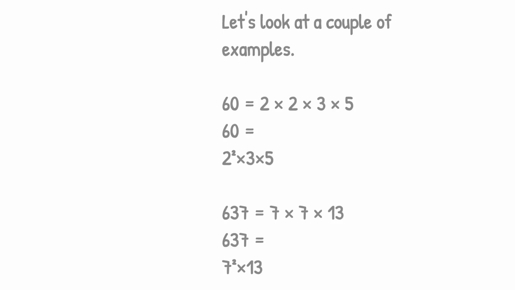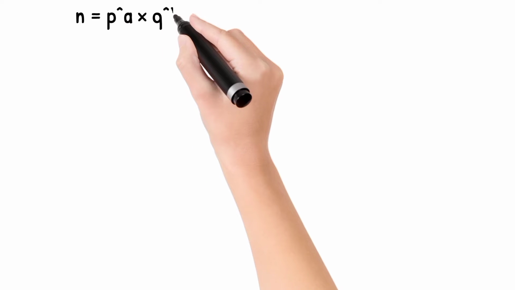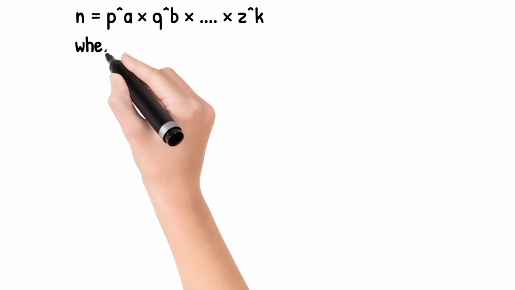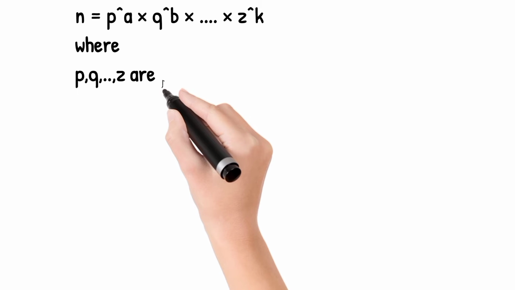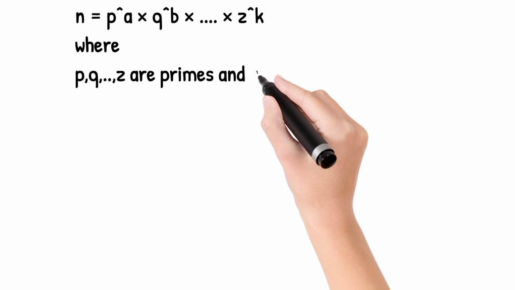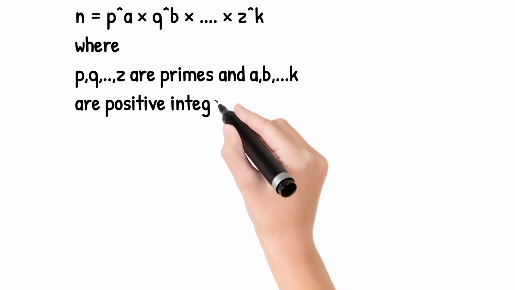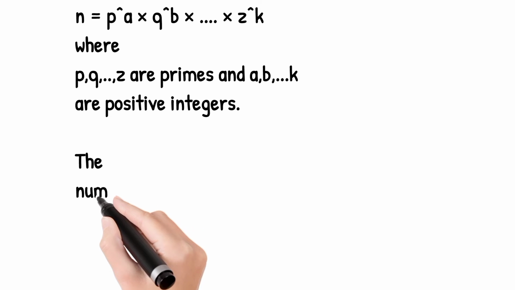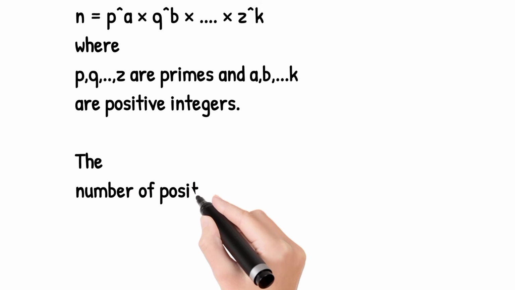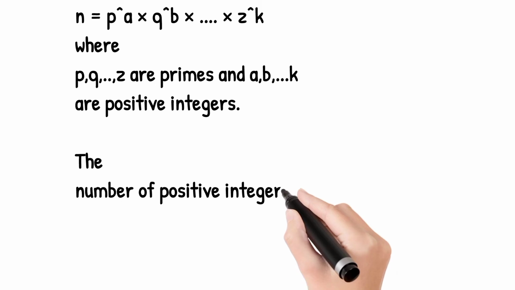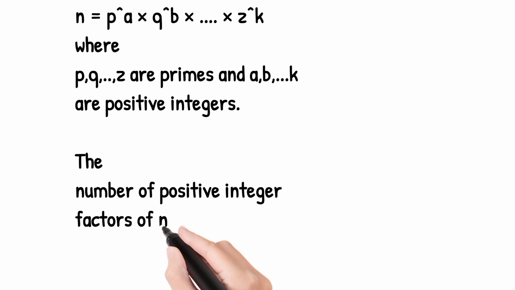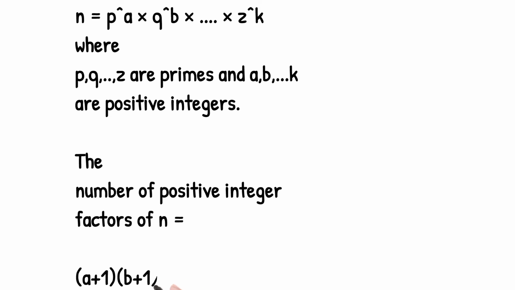Let's write n equal to p raised to a into q raised to b into etc. z raised to k, where p, q, etc. z are prime numbers and a, b, etc. k are positive integers. What we are finding here is the number of positive integer factors of n. It can be found by a formula that I'm going to write here. It's a plus 1 into b plus 1 into etc. into k plus 1. A, b, k are the powers of primes in that product.